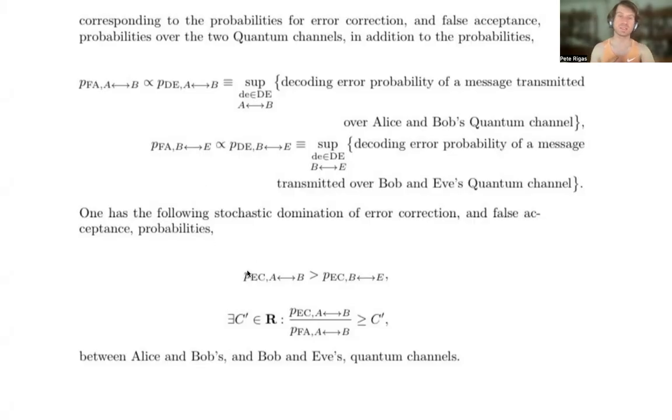And altogether, one has the following stochastic domination of error correction and false acceptance probabilities, namely these two inequalities which we had described in the previous presentation of the series: the probability of error correction over Alice and Bob's quantum channel stochastically dominating the probability of error correction over Bob and Eve's quantum channel, as well as taking the ratio of the probability of error correction over Alice and Bob's quantum channel with the probability of false acceptance over Alice and Bob's quantum channel.